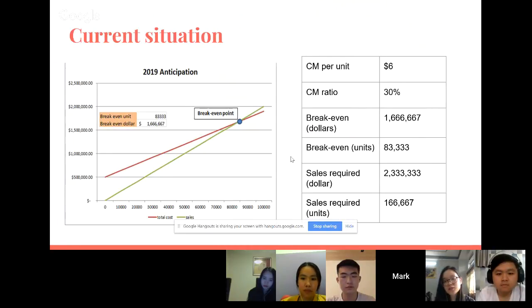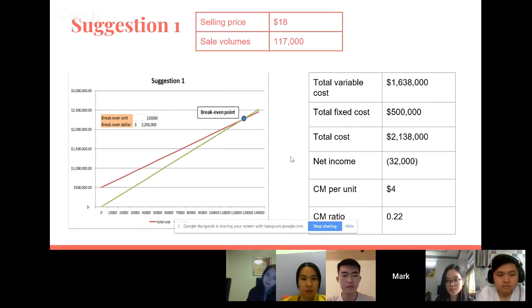To be specific, it is $2,333,333. They need to sell 166,667 units. And as you can see on the chart, in order to cover the loss only, their break-even point needs to be 83,333 units, and they need to sell $101,666,667 to meet their break-even point. Now, Runwei will continue on the situation analysis.